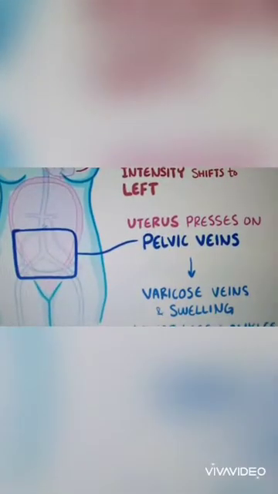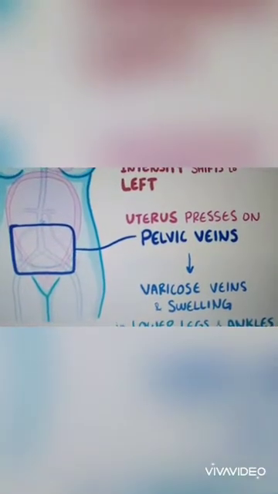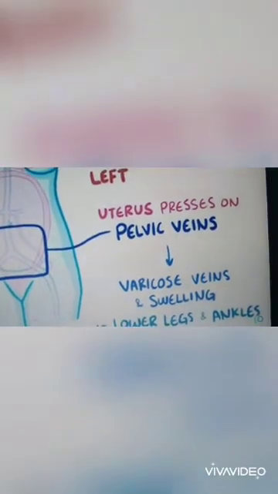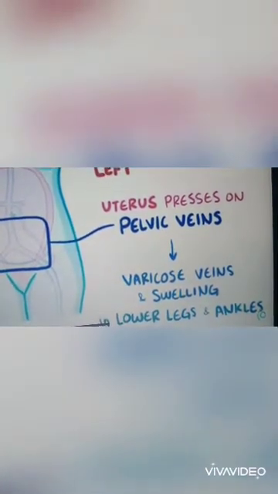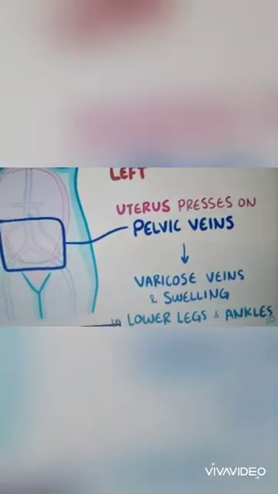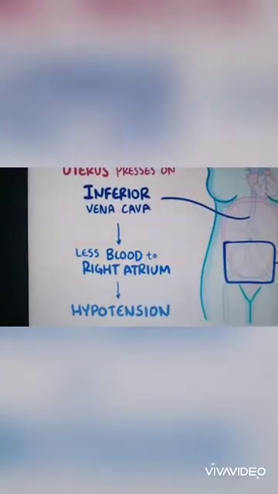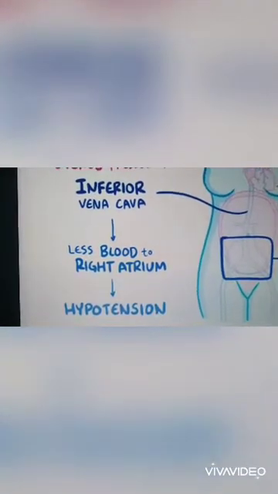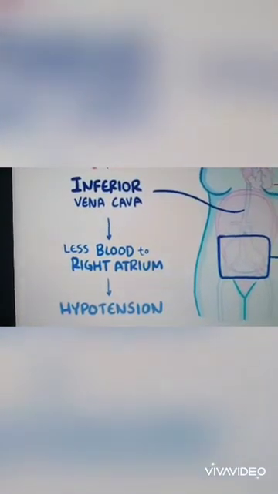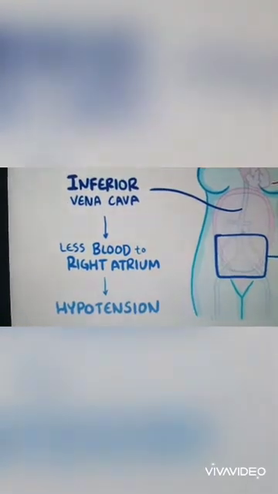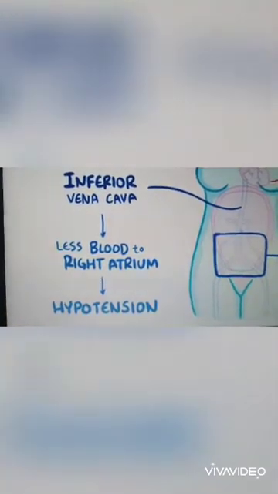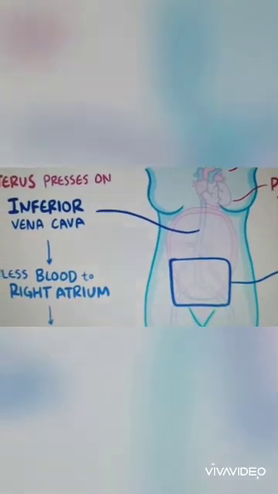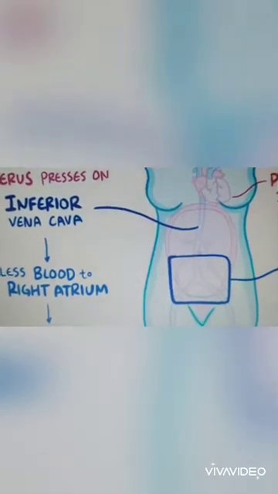As the uterus increases in size, it presses the pelvic veins. When it presses the pelvic veins, it causes swelling of the veins and swelling of the lower legs and ankles, which commonly occurs during pregnancy. Also, the uterus presses the inferior vena cava. When it presses the inferior vena cava, less blood reaches the right atrium. When less blood reaches the right atrium, it may cause hypotension. A side lying position with a pillow is very helpful for the pregnant woman.